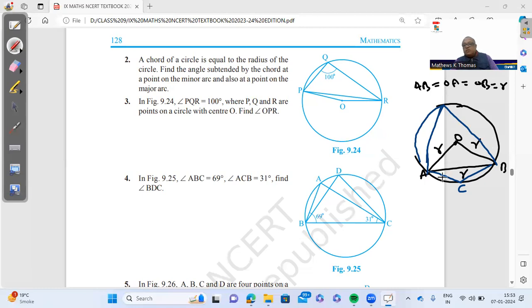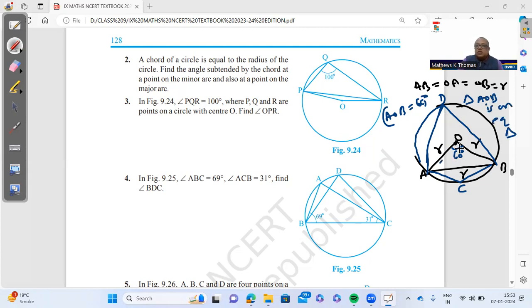One is angle ACB, the angle in the minor arc, and this is angle ADB, the angle in the major arc. First, this is all equal, so this becomes an equilateral triangle. We know that in an equilateral triangle each angle will be 60. So straight away, we have angle AOB as 60 because triangle AOB is an equilateral triangle.